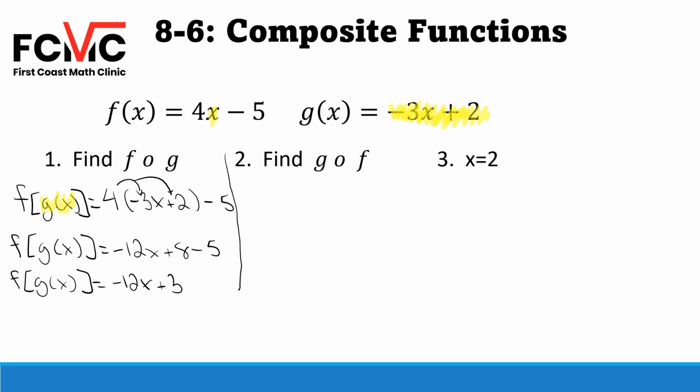And we've got g of f of x. So this is g of f of x. Now our outer function is going to be the negative 3x plus 2, and the inner function is going to be this f of x. So we're going to replace the x with our f of x value, 4x minus 5.